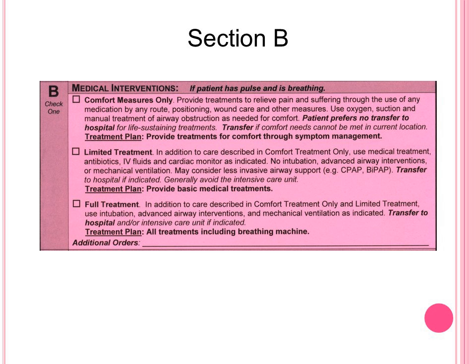So when a patient is in medical crisis but does not need CPR, the real value of POLST comes into play. The heart of a POLST form is in its Section B, which offers 3 levels of treatment options. Full treatment, which means the patient wants our standard of care, everything possible, including ICU care and a breathing machine. Limited treatment or selective treatment. This means the patient wants to go to the hospital if necessary, but prefers to avoid the ICU and does not want to be hooked up to a breathing machine. And third, comfort measures only. The patient would prefer to stay where they are and have their symptoms treated.